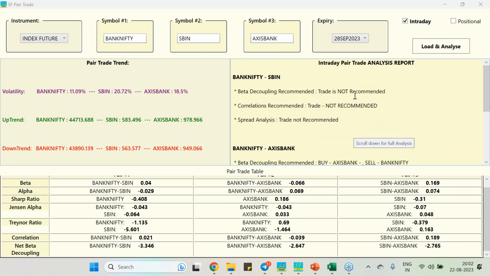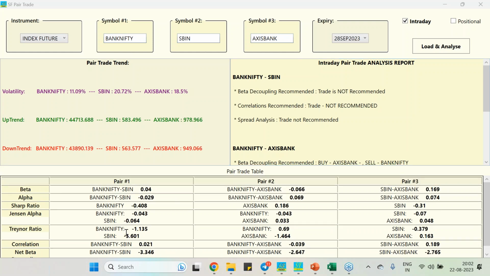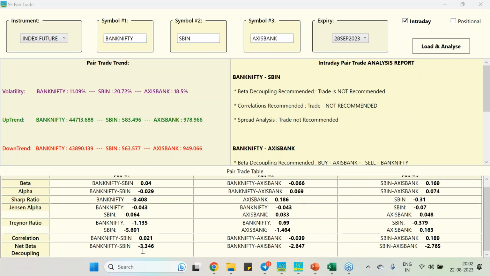Here it is saying that for Bank Nifty and SBI, the opportunity is not there for an intraday trade. However, for Bank Nifty SBI, if you see, the net decoupling is 3.34. Why is it telling us not to trade? For Bank Nifty and State Bank of India, we have seen that at -2 or +2 we should enter a trade. It is showing -3.34, but it is telling us not to trade.